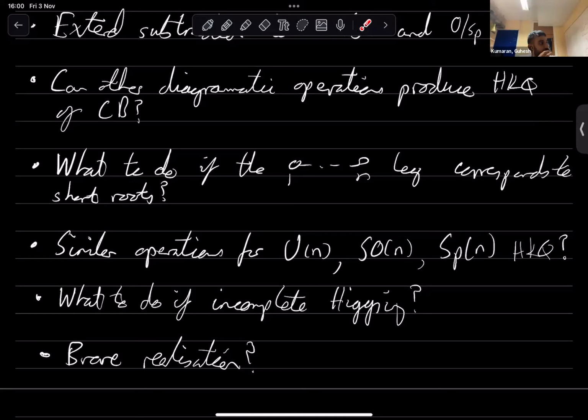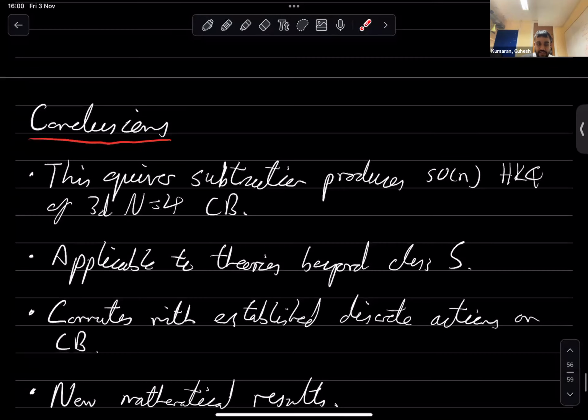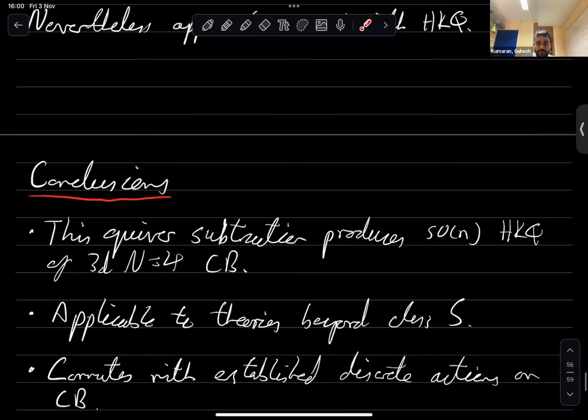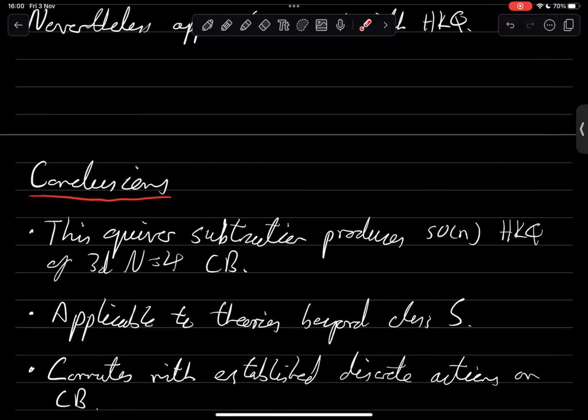Yeah, that's a good question. I would say that most likely not, because this subtraction, at least, already assumes you have at least the SU(N) that you're going to gauge. I see. So not with this technique.